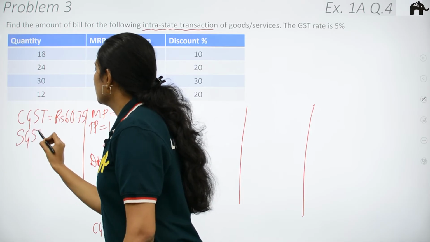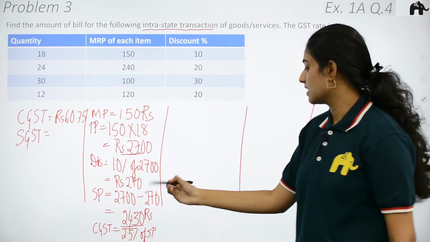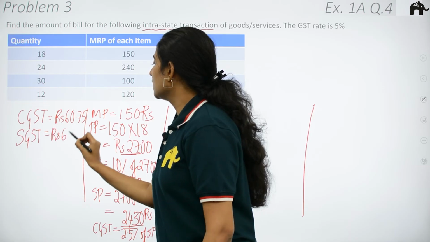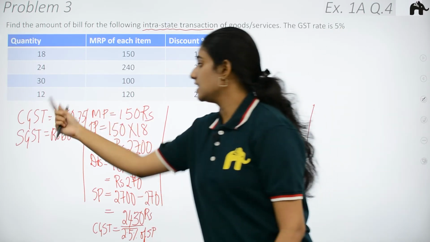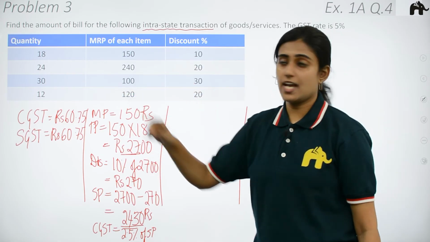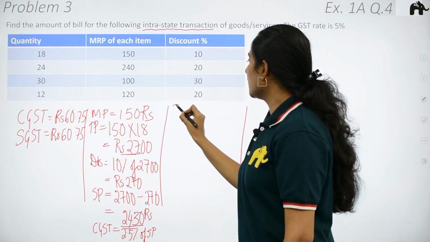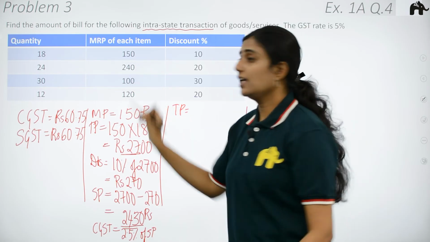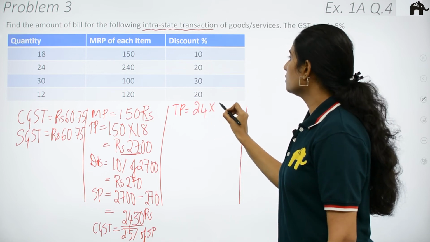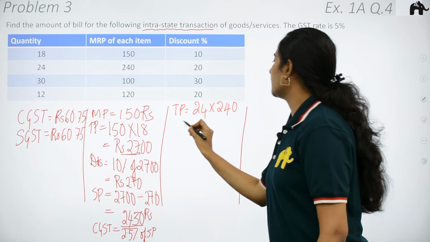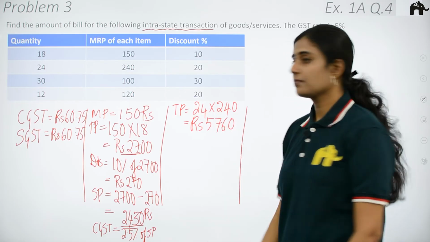Then what is SGST? SGST is also equal to 2.5% of the selling price. That is rupees 60.75. We calculated the selling price, CGST and SGST for the first item. Now, let's do the same thing for the second item. Here, the total price will be equal to 240 for one item, 24 such items. 24 into 240. What do you get? You'll be getting rupees 5,760. We got the total price.